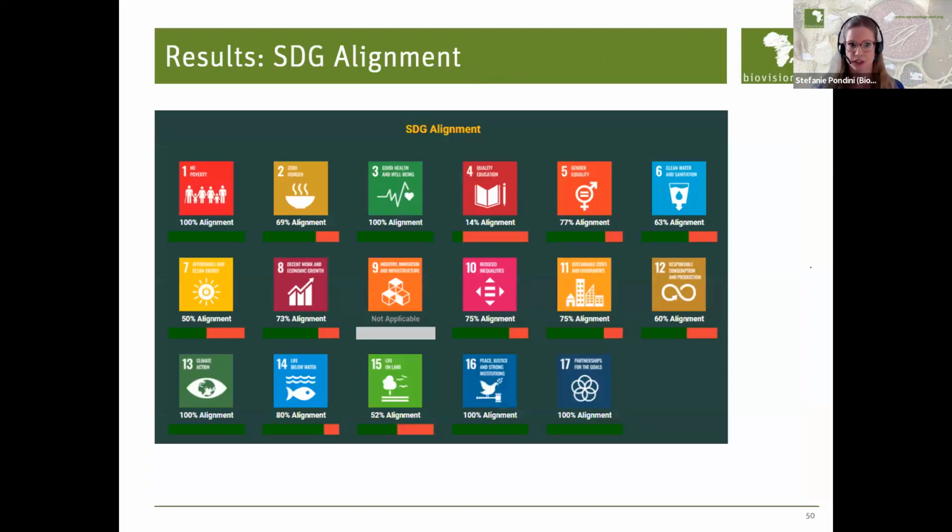One of the results is also, it shows how much an enterprise is contributing to the 17 SDGs. Next.